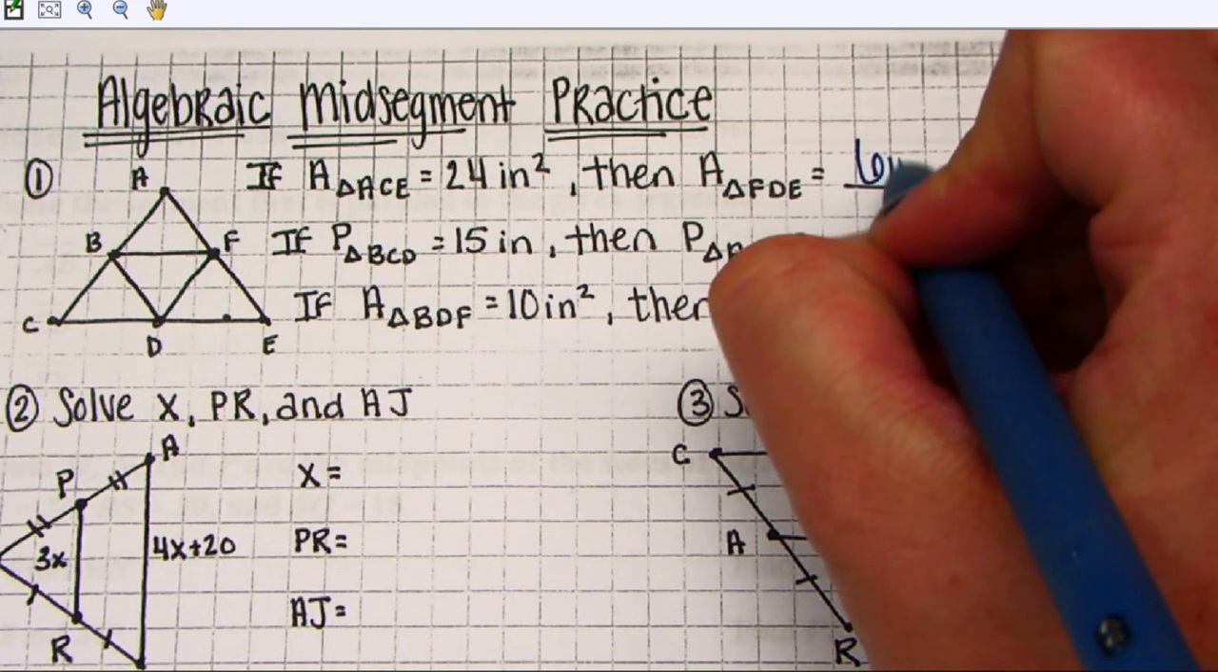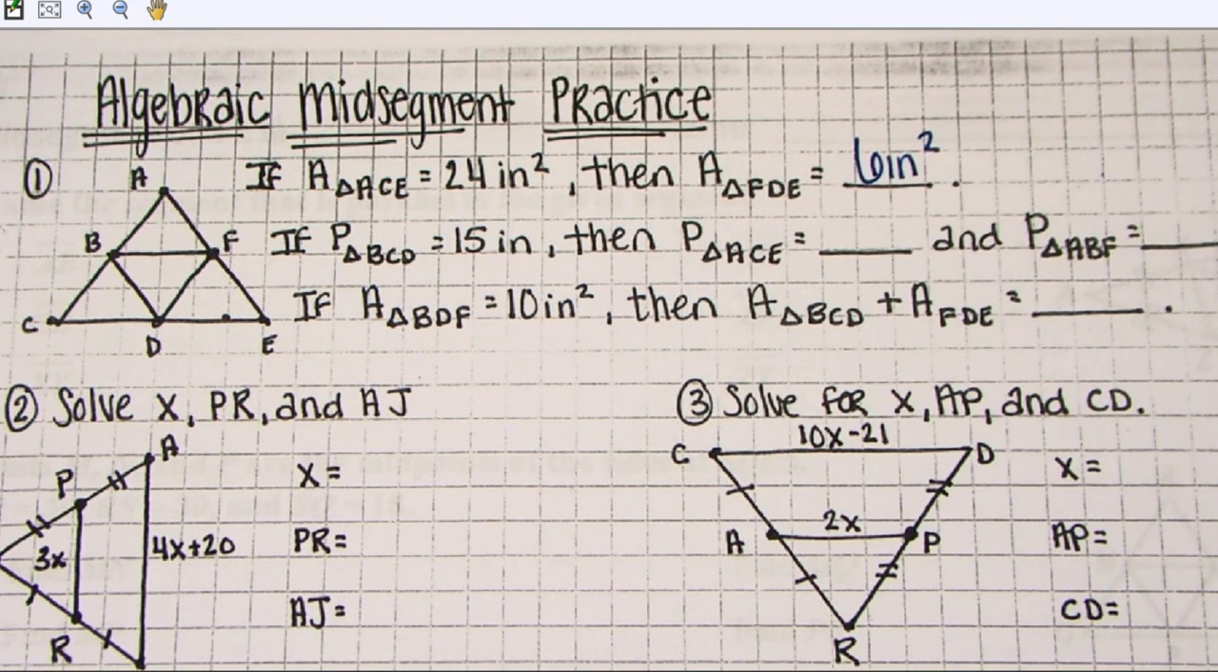Working with area. The area of the big triangle, and I want to find the area of just one of the small triangles, I divide the whole thing by 4 because each of those 4 triangles are the same value. So the next one is about perimeter.